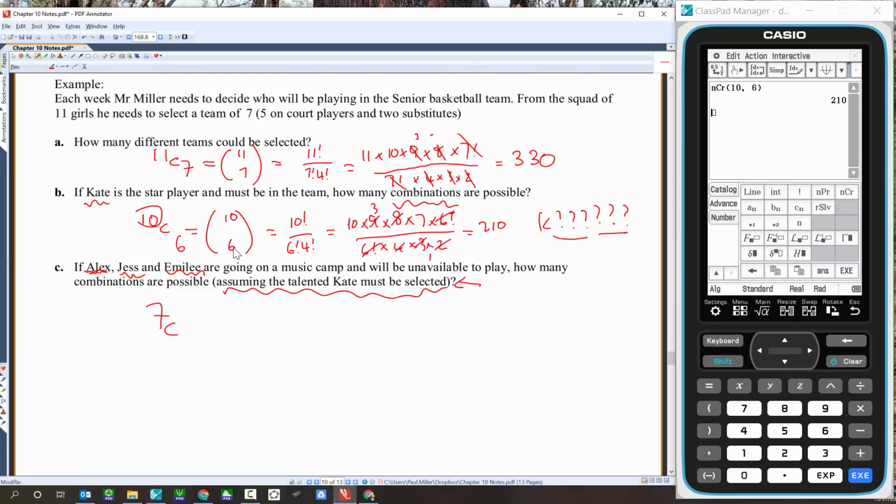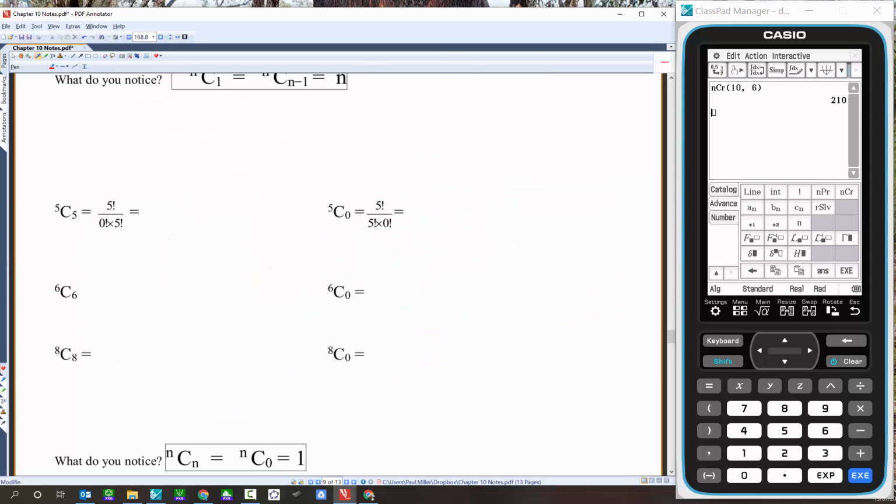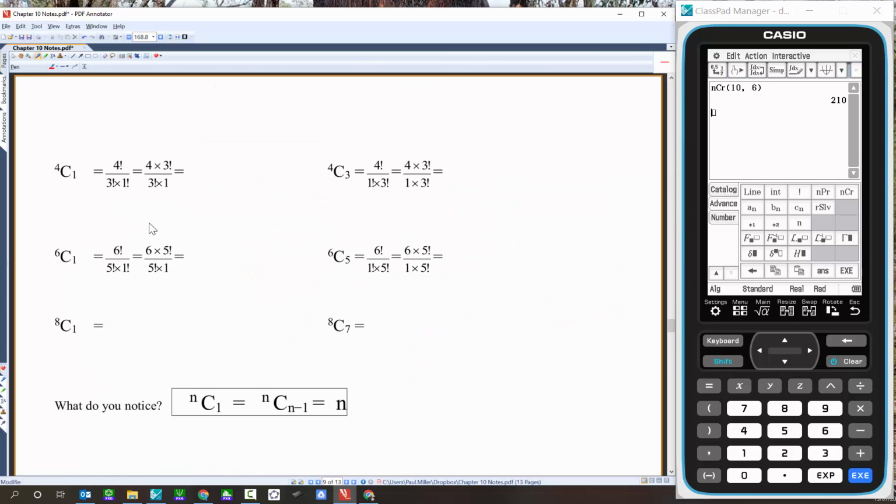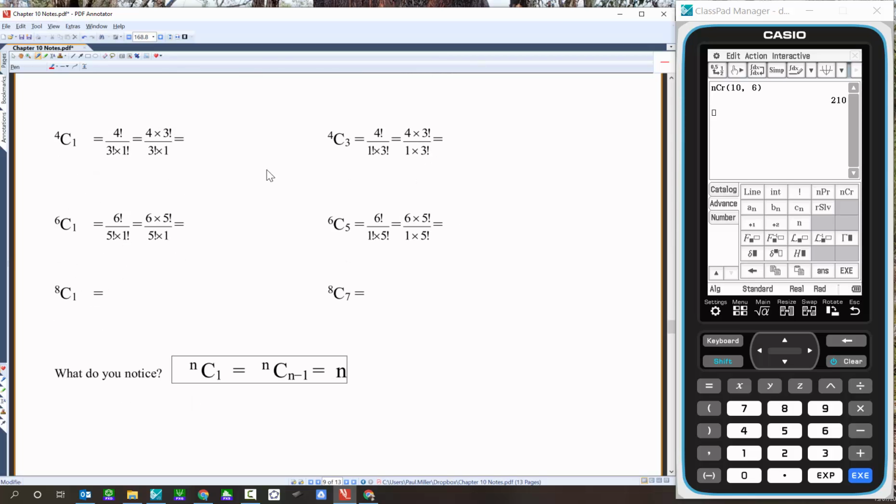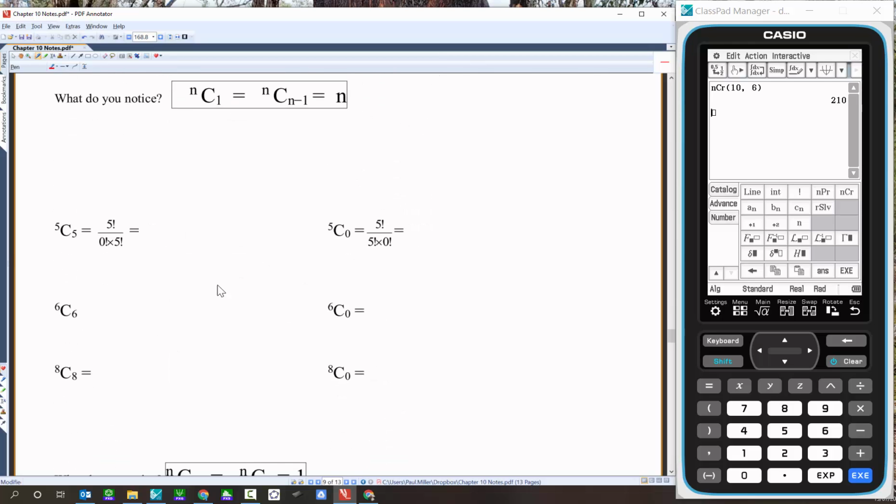And how many spots do I need to fill? Assuming Kate is going to be selected, that's going to be 7 choose 6. Now, if you recall from your rules, 7 choose 6 is going to be 7. That's this one here, like 4 choose 3 or 6 choose 5. If this number here is 1 less than this, it's going to be 7.